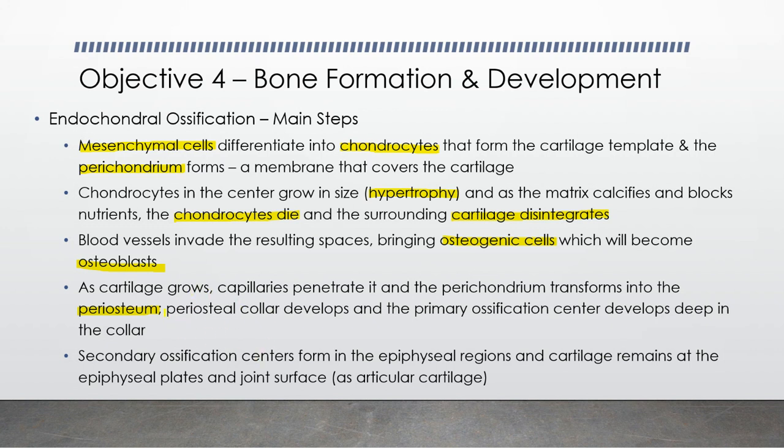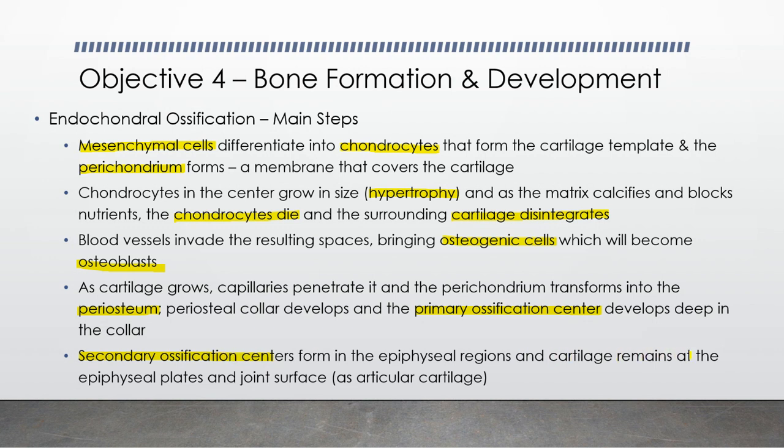And then that collar that kind of surrounds that bone is going to develop, and what we call the primary ossification center is going to be on the inside, deep inside of that, essentially the periosteum. And then we're going to get secondary ossification centers at the ends of those bones. Remember, this is happening in your long bones. And so in those epiphyses, we're going to have our secondary ossification centers.